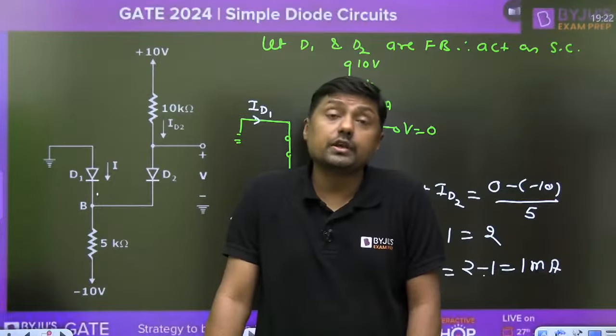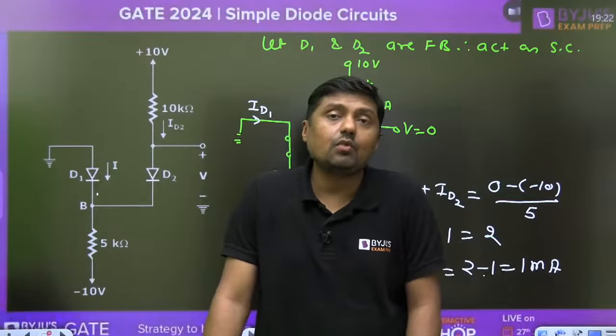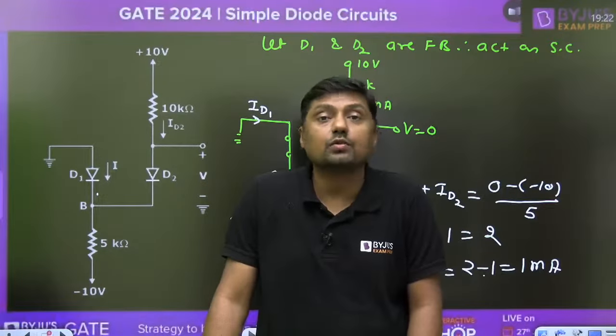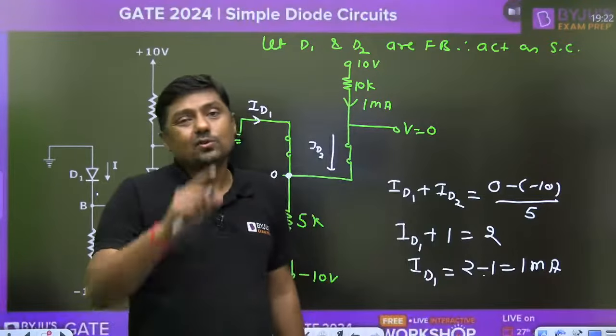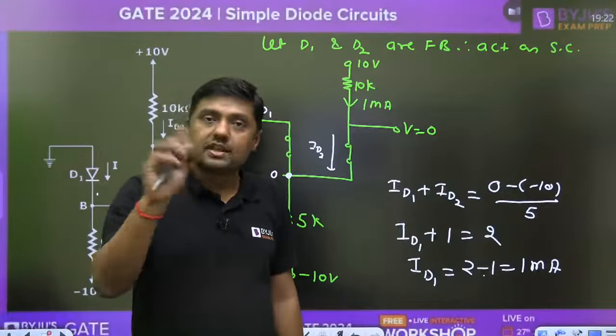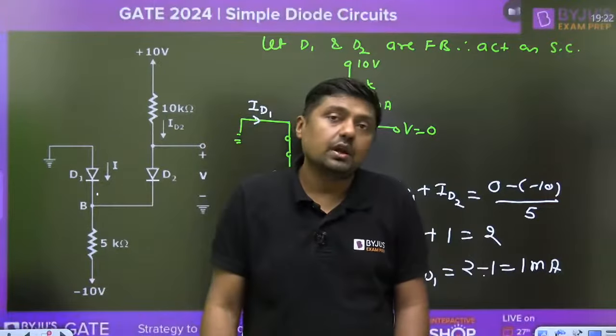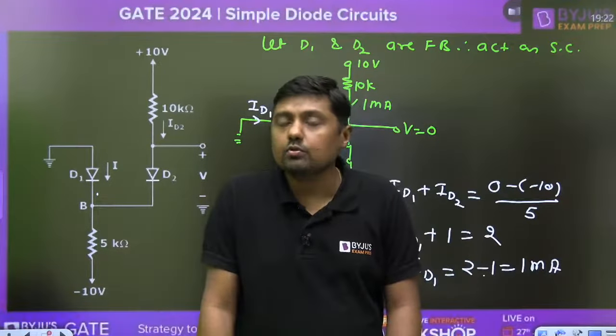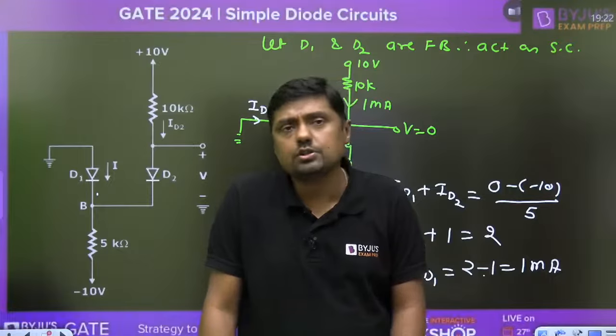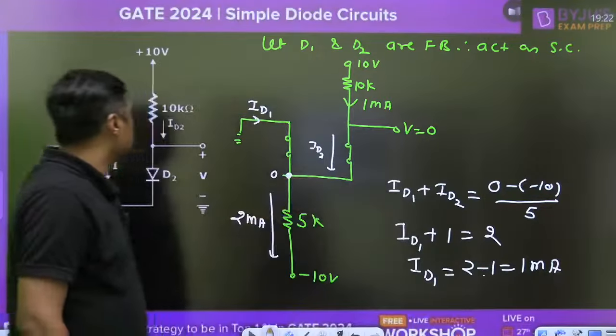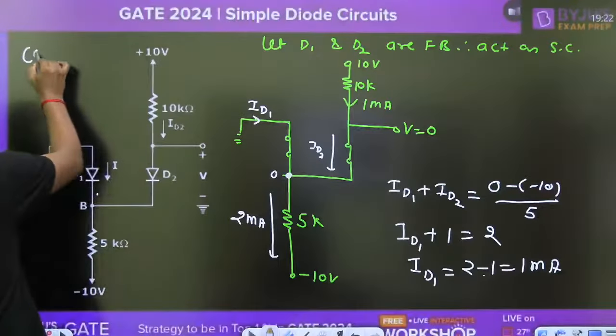So there are two cases. We are simply changing the value of the resistance and the question will change. So don't think that we are getting the same situation. In both cases, we have two different situations. In one case, both diodes are on. In another case, D1 is off, D2 is on. This is the answer. So this is case 1.